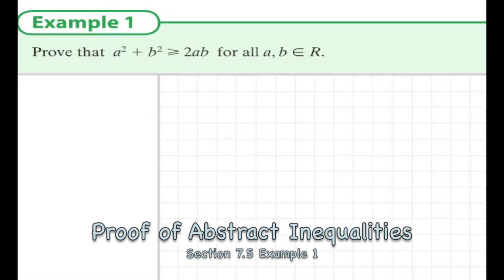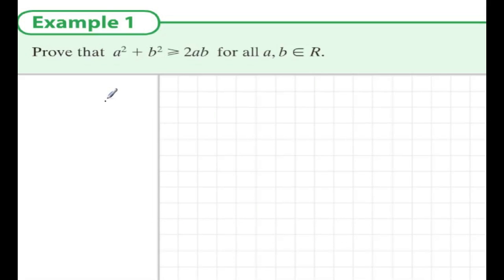Okay, example 1: prove that a squared plus b squared is greater than or equal to 2ab for all a and b elements of R. Firstly, if we take 2ab from both sides, we'll have a squared minus 2ab plus b squared is greater than or equal to 0.